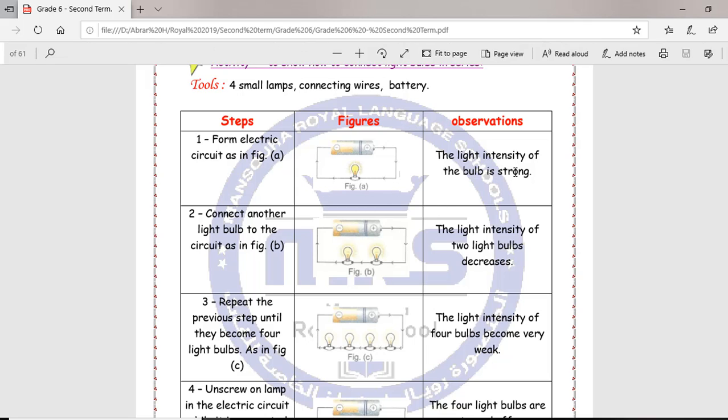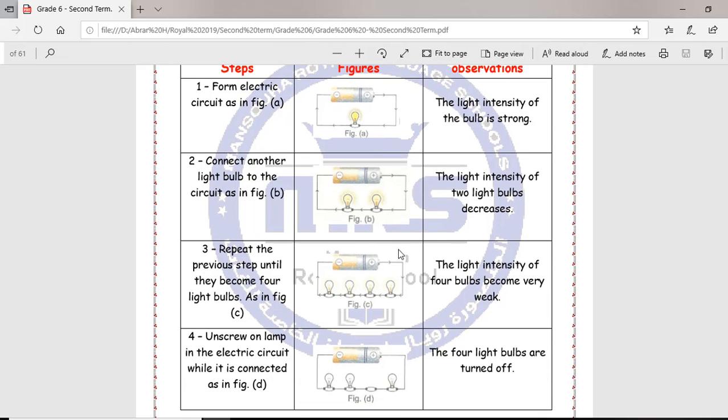My observation is that the light intensity of the bulb is strong. Why? Because I have here a battery and a lamp, so only one thing uses the electric current that passes through the wire. Let's increase the number of the lamps.